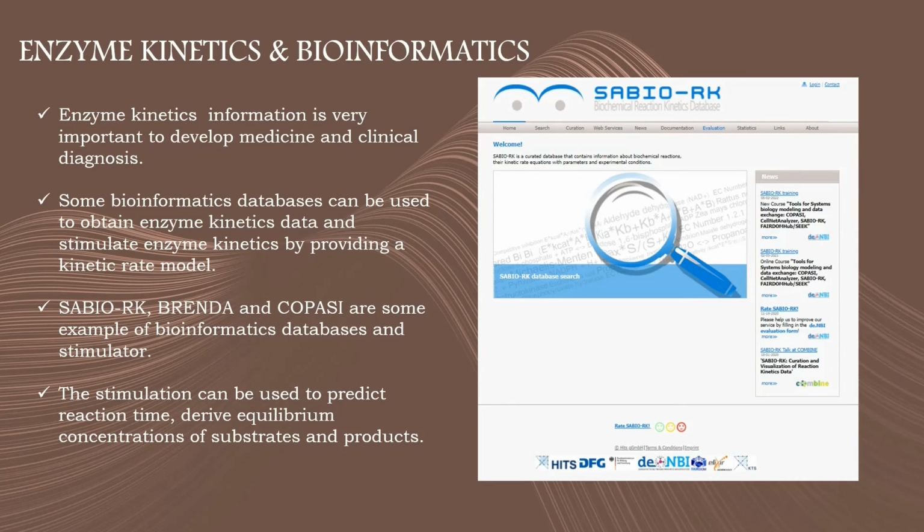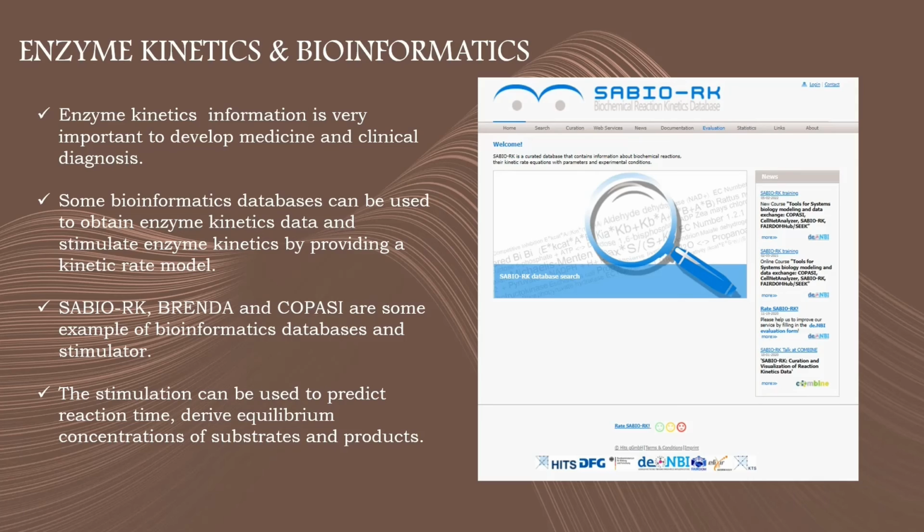Now, let me relate enzyme kinetics and bioinformatics. Bioinformatics is a field that develops methods and software tools for understanding biological data. It can also be used to collect data, store data, analyze data, and other features. Enzyme kinetics information is very important to develop medicine and clinical diagnosis.